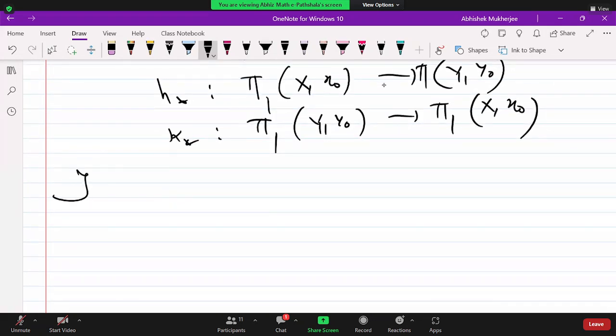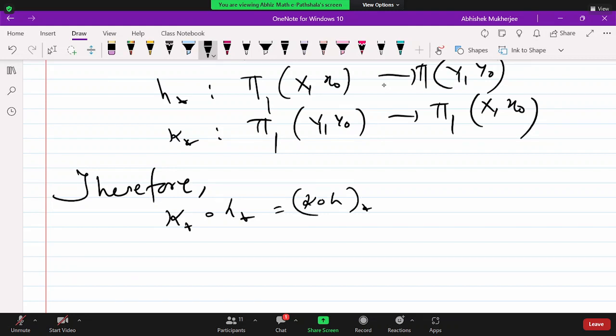And therefore, in view of the above result, this k star composed h star, what is that? This is nothing but k composed h star. But what is k composed h? This is the identity, right? So therefore, this will be the identity on the fundamental group of X based at x naught.